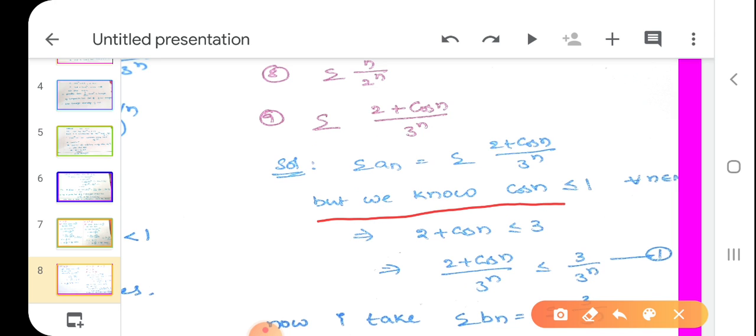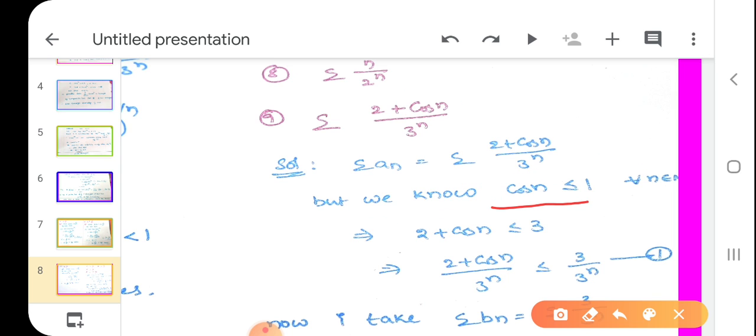But we know cos x is less than or equal to 1. In this function we have cos n, so I write cos n less than or equal to 1. Now I add 2 on both sides. What we get? 2 plus cos n is less than or equal to 1 plus 2.